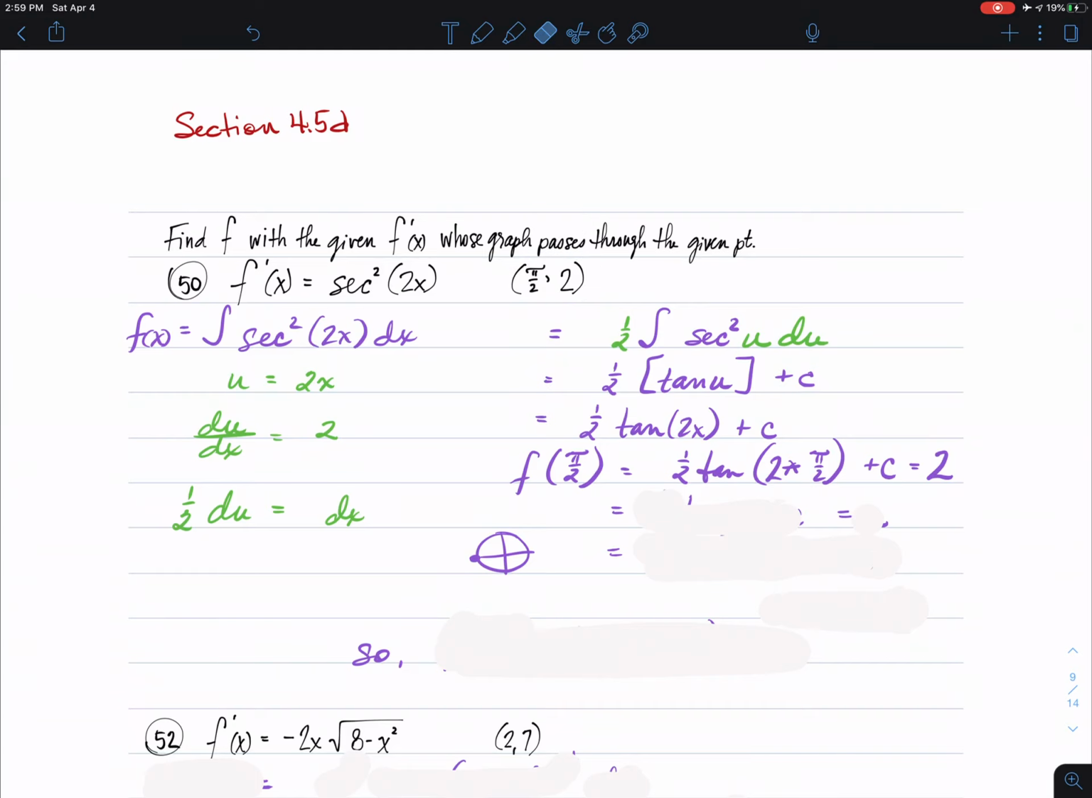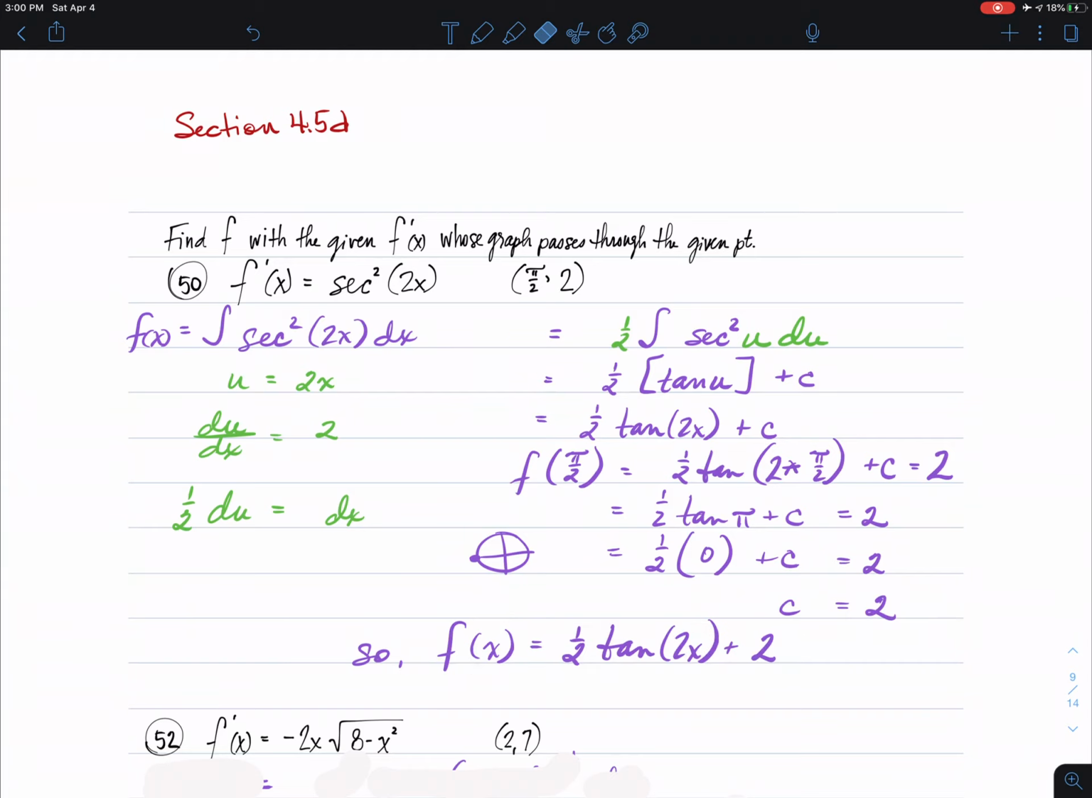All right, continuing on then, clean that up. We've got 1/2 tangent of pi plus c is equal to 2. Tangent of pi, if you use your unit circle trigonometric values, you can see that I've drawn where pi is. Tangent is sine over cosine, so that's going to be 0 over 1, which is just 0. So 1/2 times 0 plus c equals 2, so therefore c equals 2. I now have all the pieces that I need to be able to find the original function, and the original function will be 1/2 tangent of 2x plus 2.